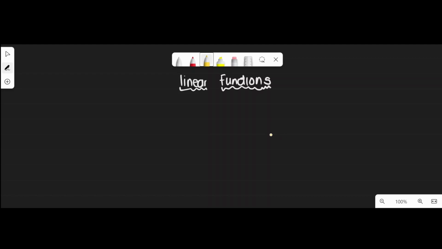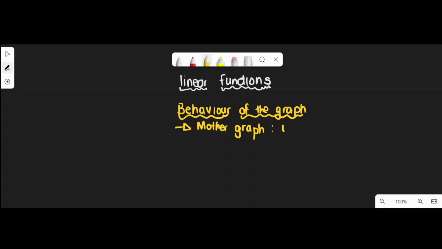So today what we're going to talk about is a linear function. Before we start, we need to understand the behavior of a linear function and how it operates. So let's talk about the behavior. Under behavior, the two things that you need to look at: you need to know the mother graph, which is the basic graph, known as y = x.